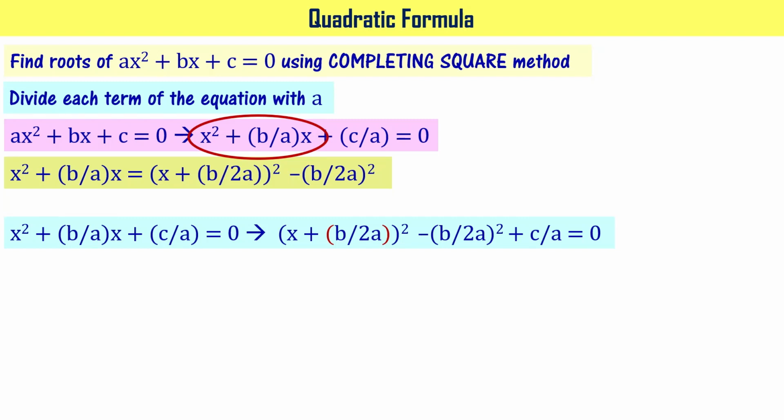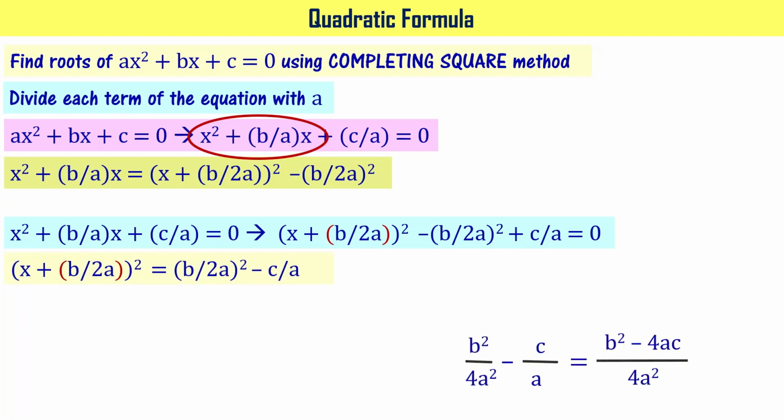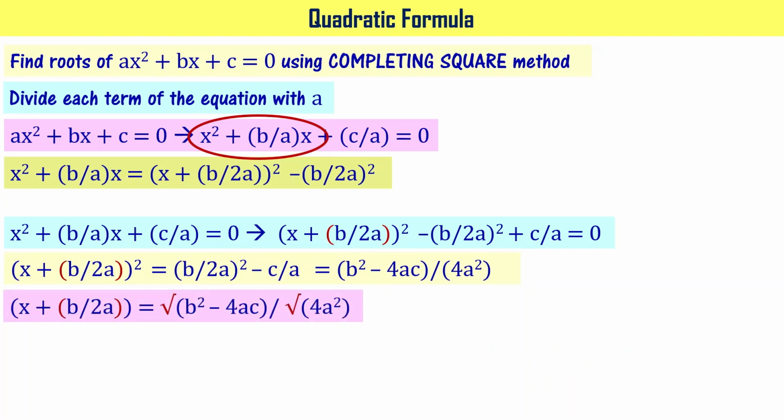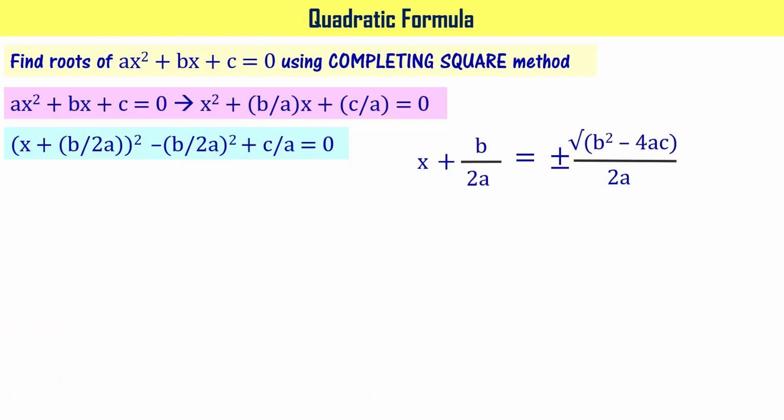When you substitute and simplify it, you get x plus b by 2a equal to square root of b square minus 4ac divided by square root of 4a square. You further simplify this such that you get x plus b by 2a equal to plus or minus square root of b square minus 4ac divided by 2a, right? Let's take a note of that. You can further rearrange this equation and write it as x equal to minus b by 2a plus or minus square root of b square minus 4ac divided by 2a.